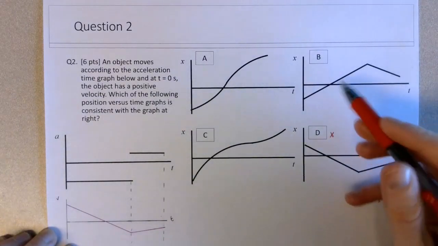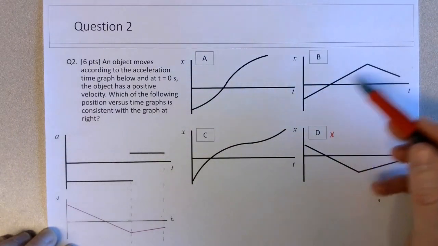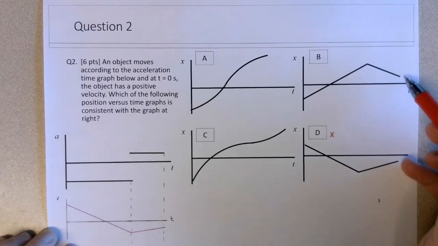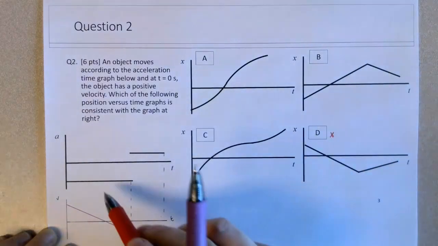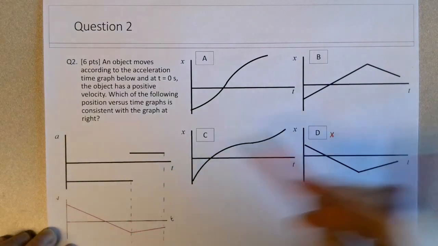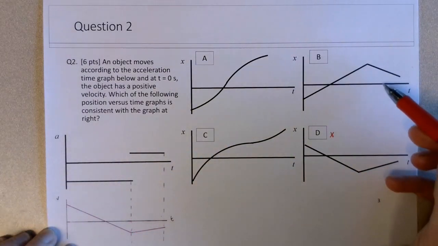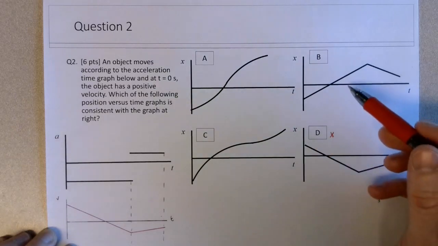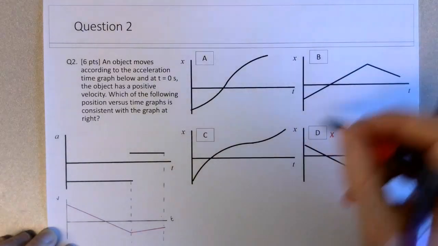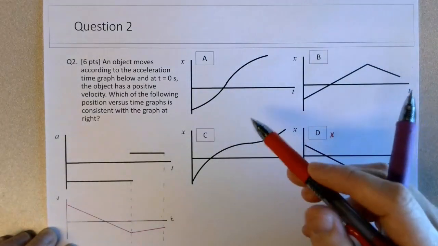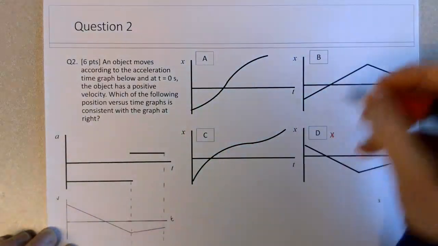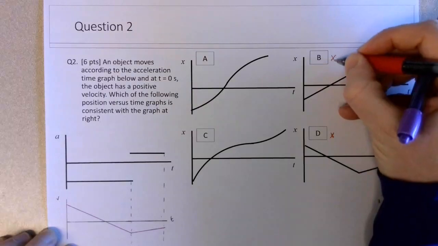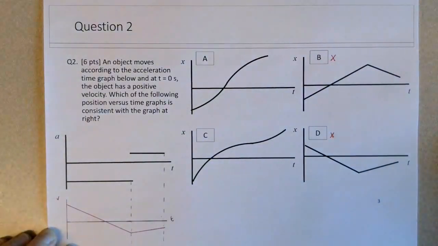We can look at graph B. Graph B shows two constant velocities: a constant positive velocity and a constant negative velocity. But since the object is accelerating, this is not a possible correct graph because the velocity has to change. The position time curves must be parabolic in shape, or a mix of some parabolas. So B cannot be true. So we're down to choices A and C.